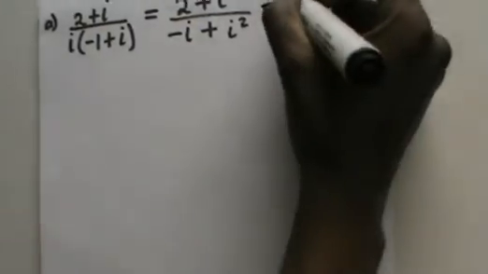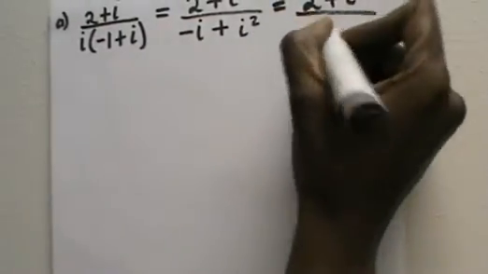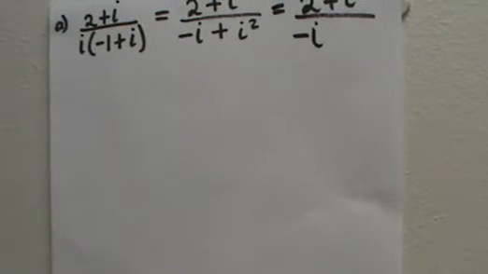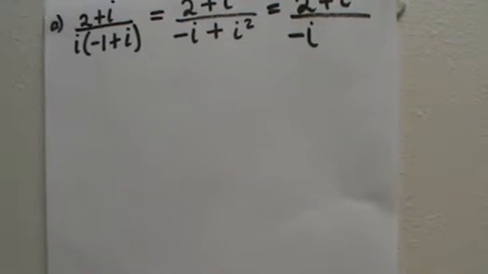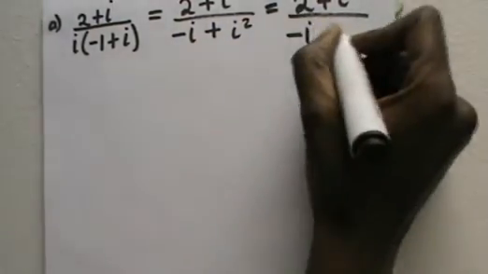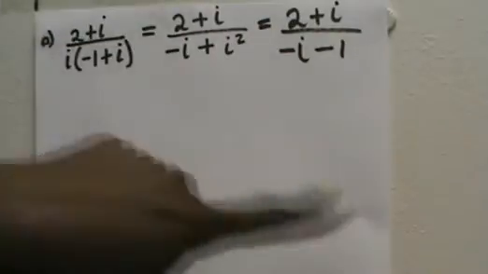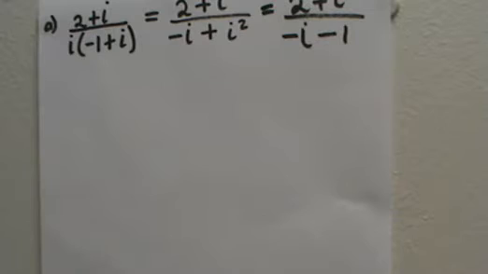So my numerator stays as it is, and then the denominator, this is just minus i. And then you should know that i squared is equal to minus 1, so I have plus minus 1. Adding minus 1 is just the same as subtracting 1. Okay, so that is the first step. I multiply out the brackets in the denominator so that I have this term in its simplest form.